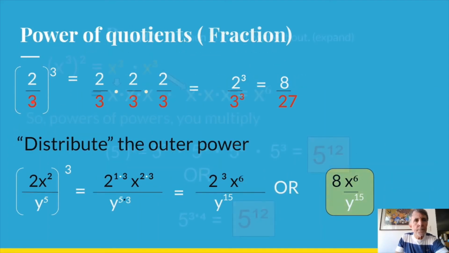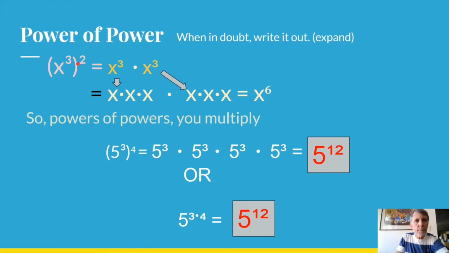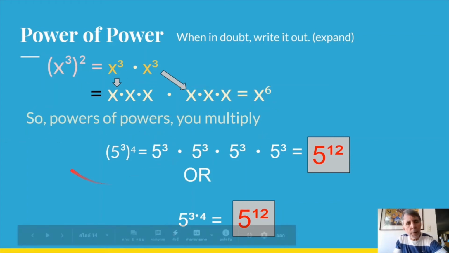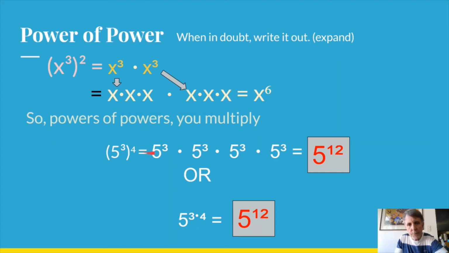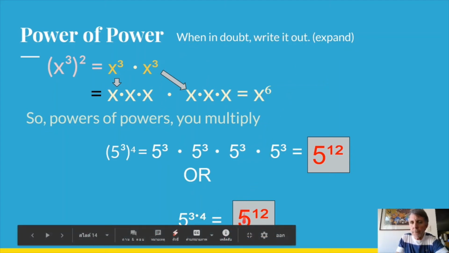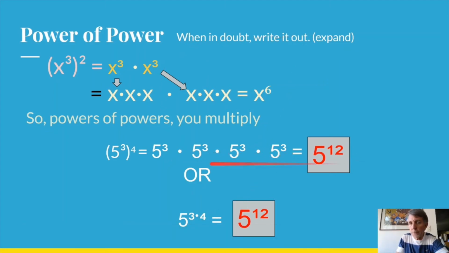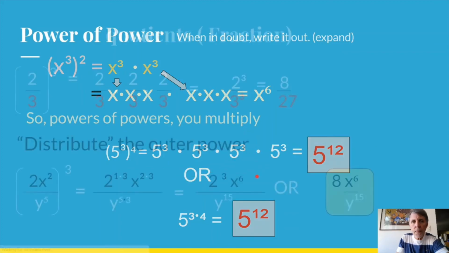So here, when we have a power of a power, we multiply the exponents. So powers of powers, you multiply. So here, 5 to the 3 to the 4 is 4 of these 5 to the 3s, and if we added 3 plus 3 plus 3 plus 3, we'd get 12, but after you do it a while, you say, I don't have to write it out. I can just multiply 3 times 4. But when in doubt, write it out. And so this is 5 to the 12th power. Either way you do it.